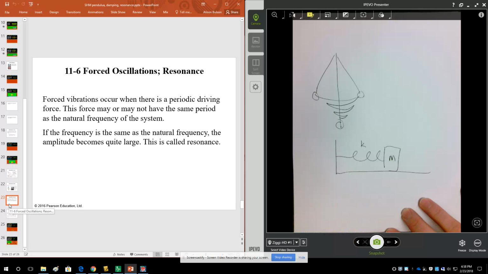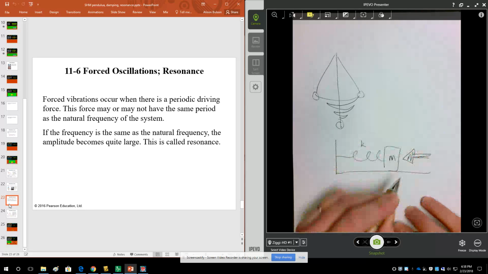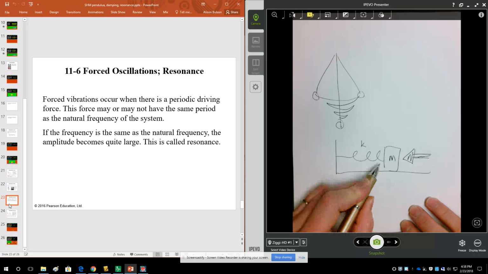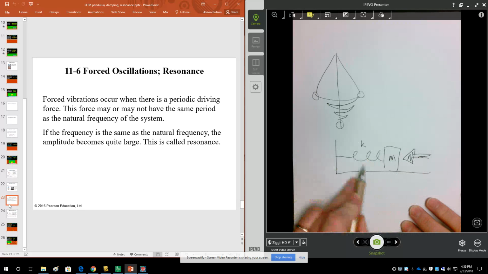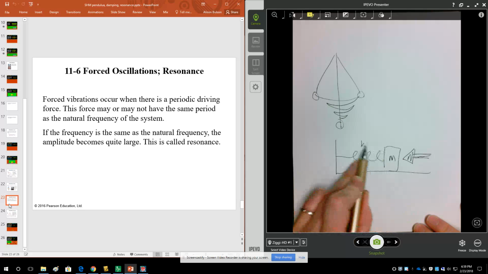And then to that, you attach some kind of variable force, right? You've got some kind of force that pushes and pulls and pushes and pulls in a periodic way. And that push-pull outside of the system may or may not be at the same frequency as is determined by the structure of the system. In the case where the driving frequency, so the frequency of the outside push or pull, is equal to the frequency determined by K and M, then the amplitude becomes large, and this is called resonance.